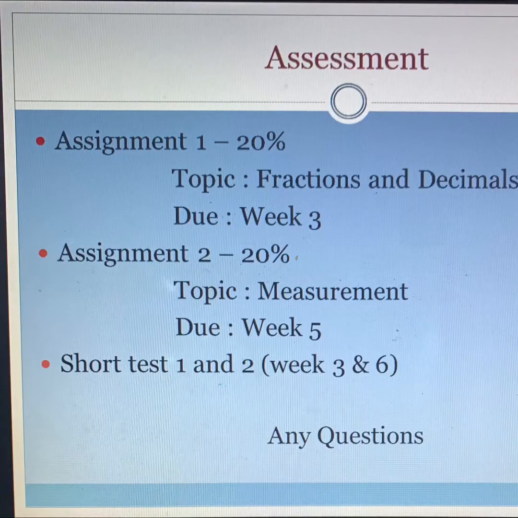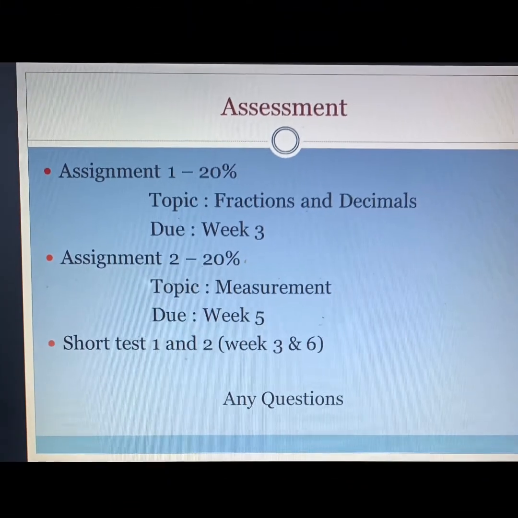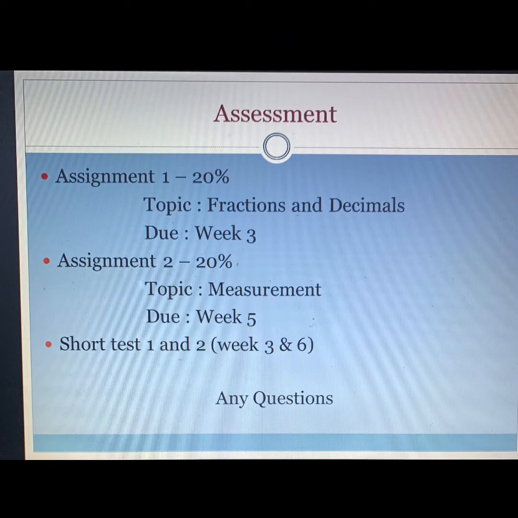Looking at your assessment, assignment 1 weighs 20%, and the topics for assignment 1 will be fractions and decimals, which will be due in week 3. Assignment 2 is on measurements, which is again 20%, and it's due in week 5. Short test 1 and the final exam, short test 2, we'll let you know afterwards.